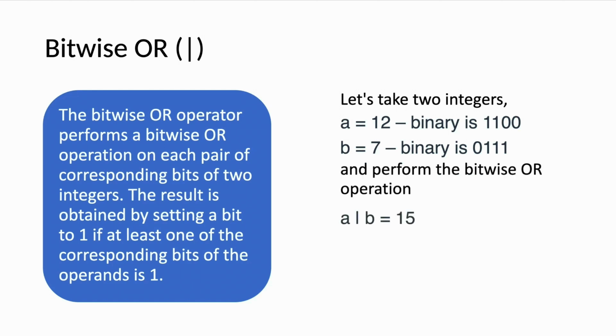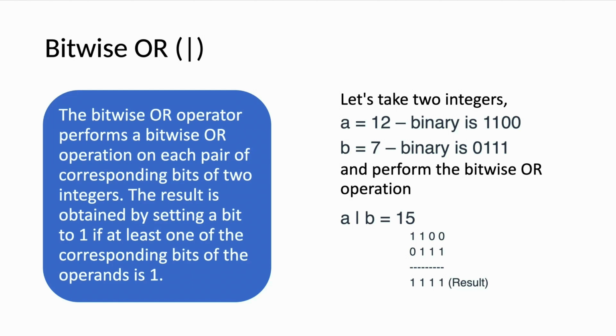And now if you perform the bitwise OR operation between the two variables a or b, then the result will be 15. And how is it so? If you perform bitwise OR between 0 and 1, then the result will be 1, as one of the bits is 1. Then again for 0 and 1 the result will be 1, and for 1 and 1 also the result will be 1, and finally for 1 and 0 as well the result will be 1.